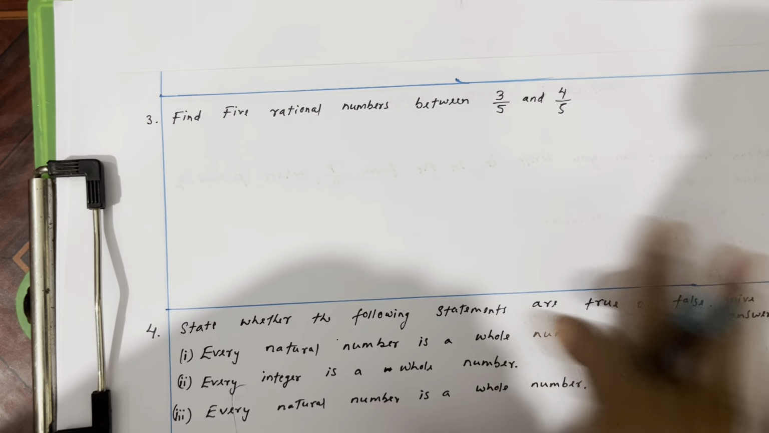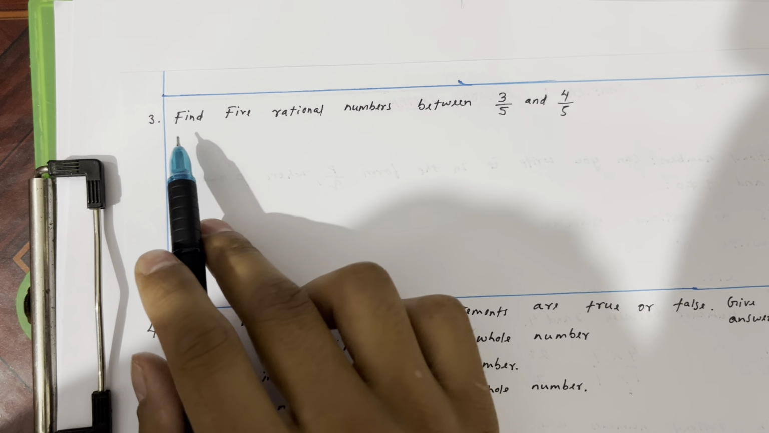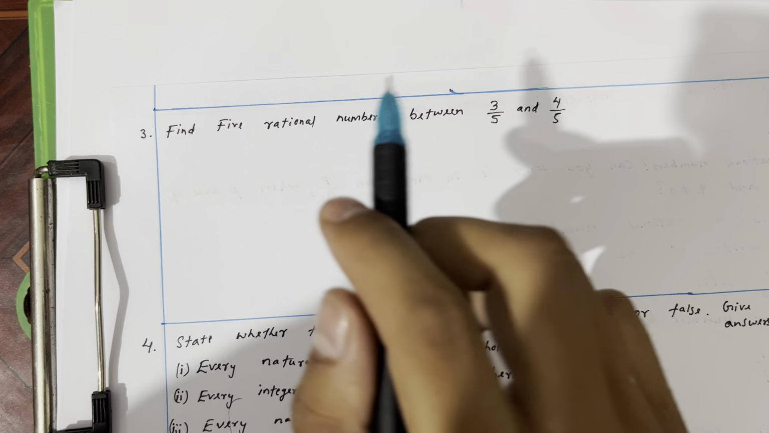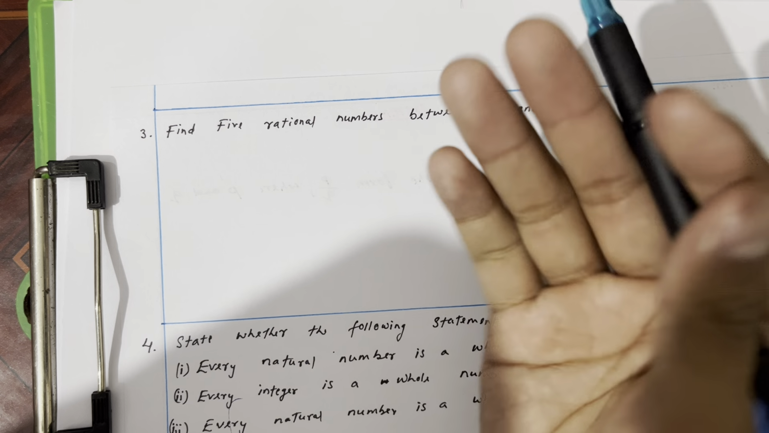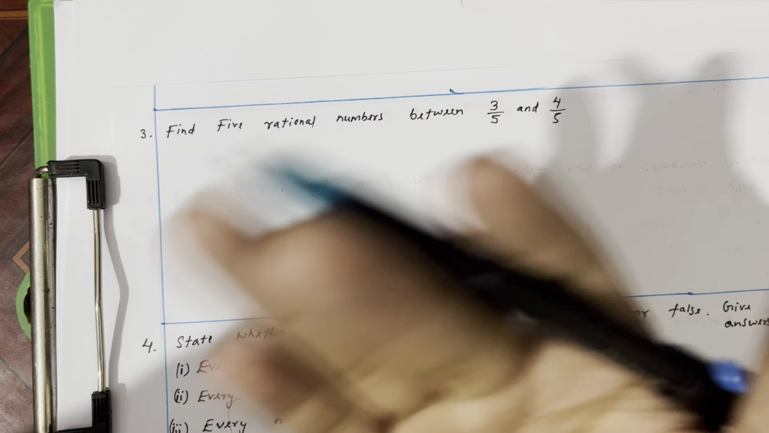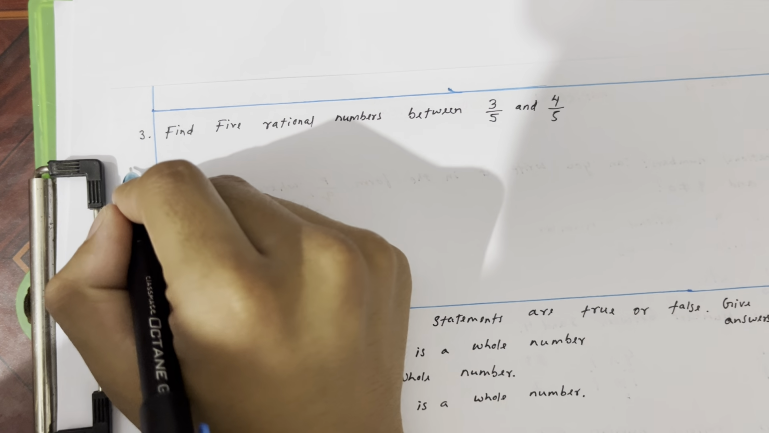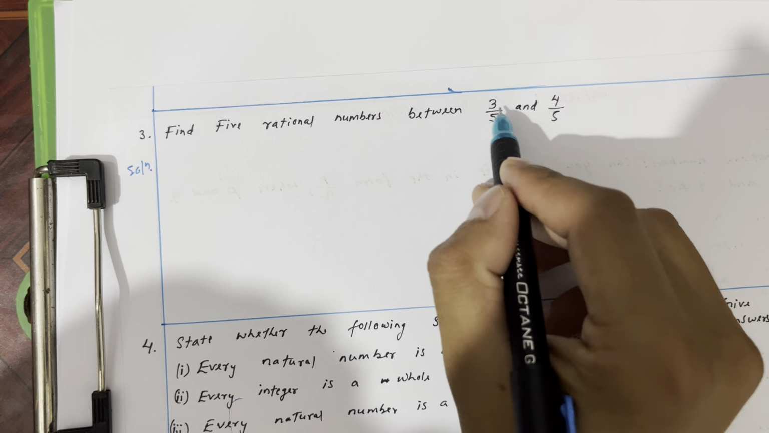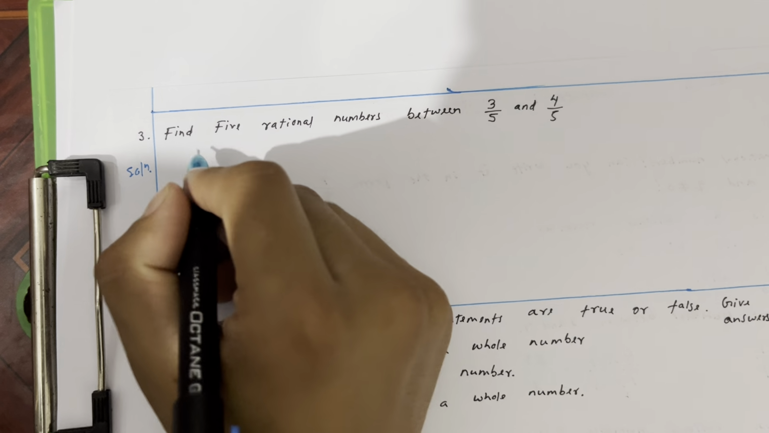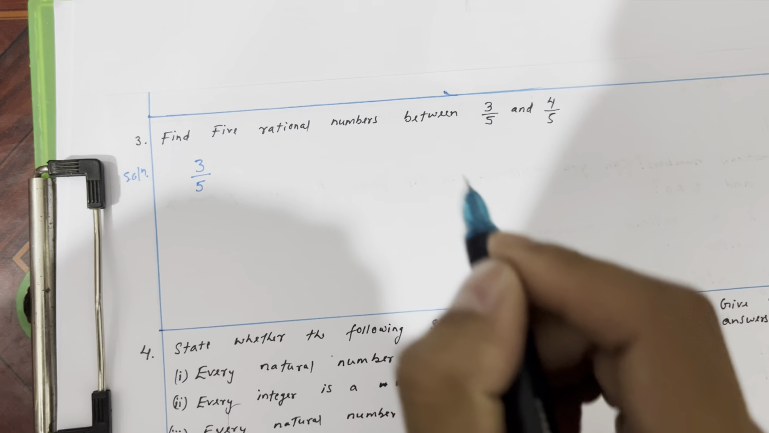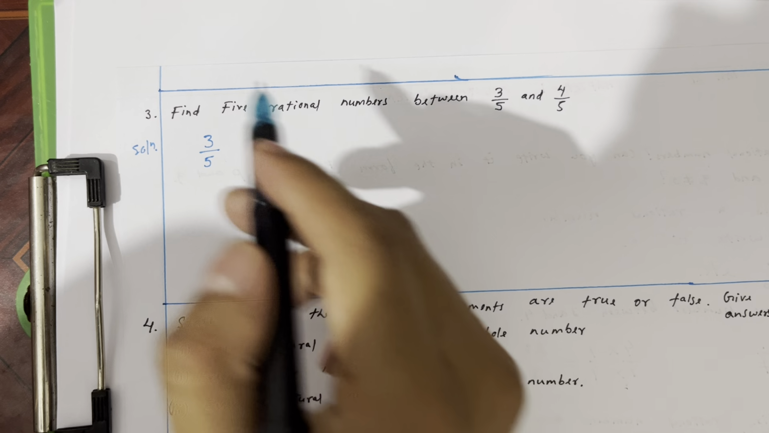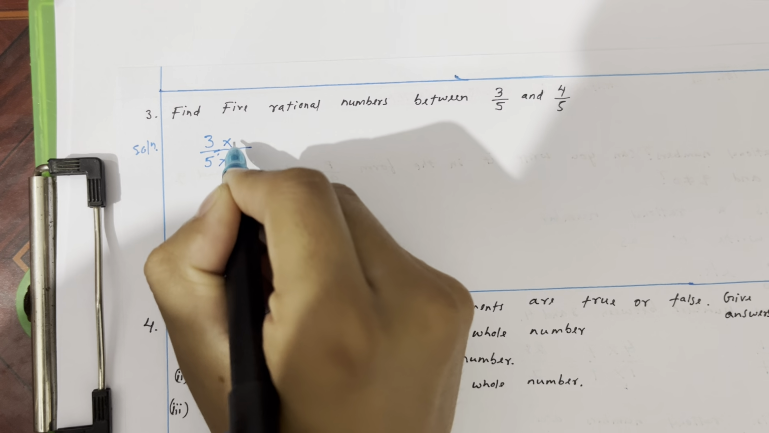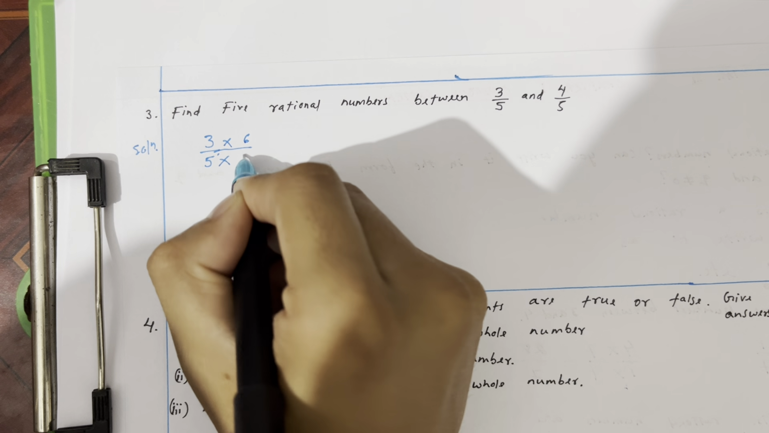Okay, next question is number 3. Find 5 rational numbers. Like what I said, whenever the question says find 5 rational numbers, we have to multiply by 6, 7 above that number. Then simply write here solution. Between 3 by 5 and 4 by 5. Find 5 rational numbers, so you have to multiply by 6. Multiply both numerator and denominator by 6.